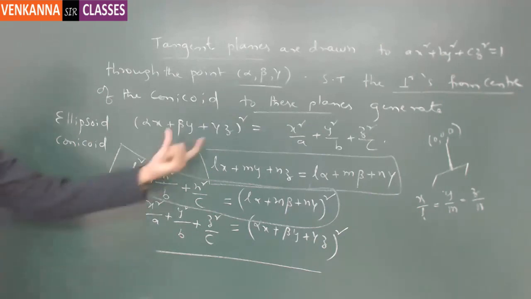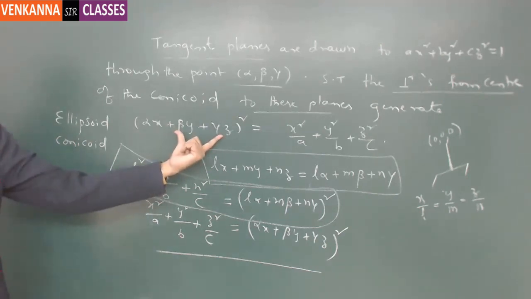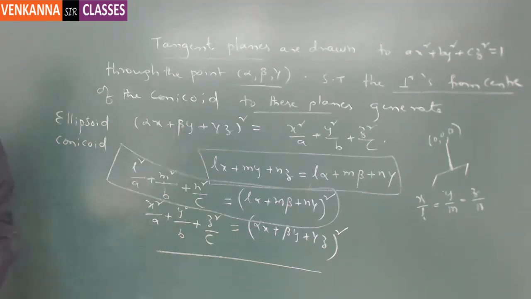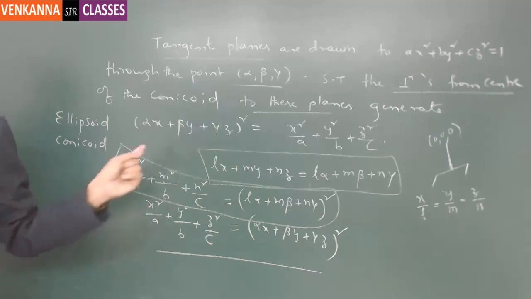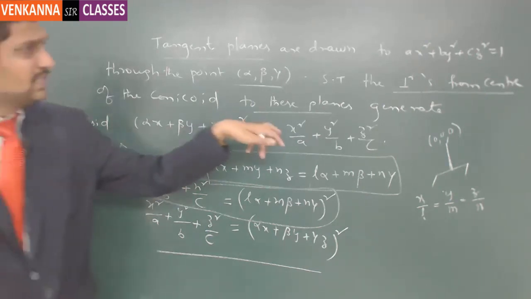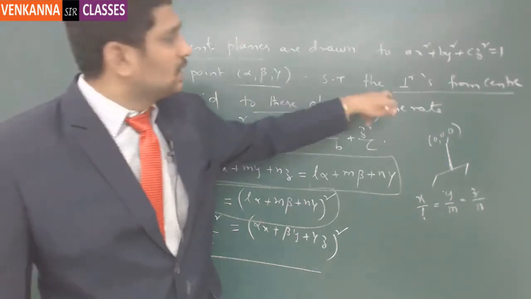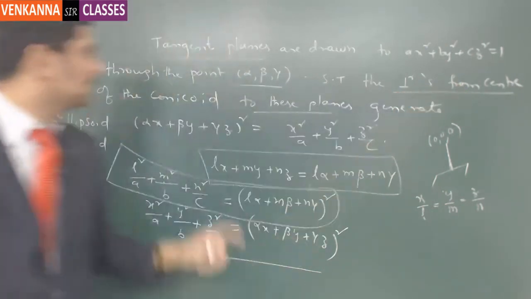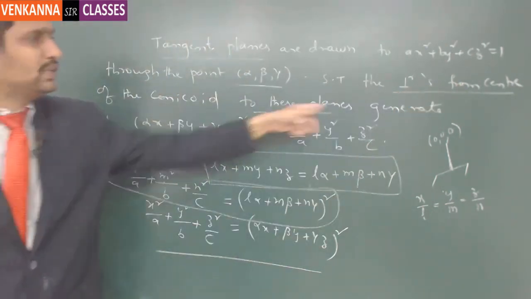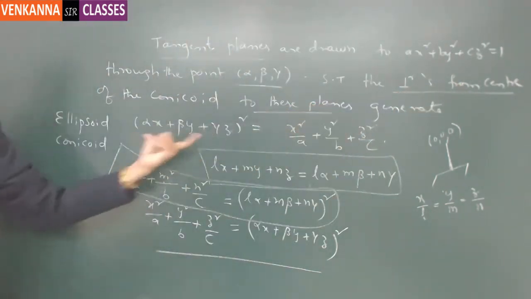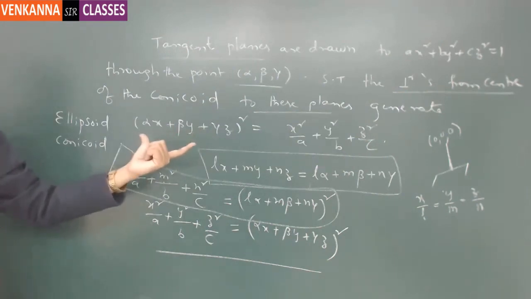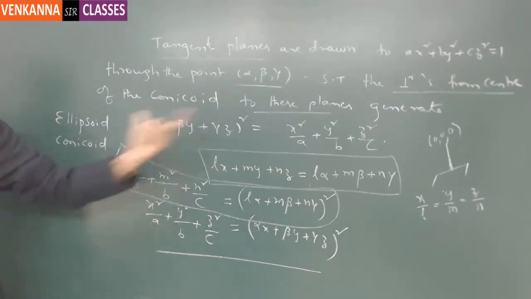Did you observe? The answer is given in the problem itself. Okay? The answer is given in the problem itself, right? Because it is given that show that the perpendiculars from center of the conicoid to these planes generate this equation, isn't it? The answer itself is given in the problem.